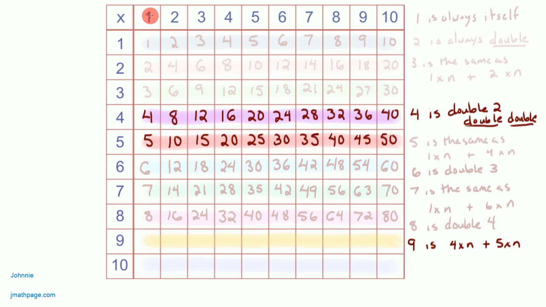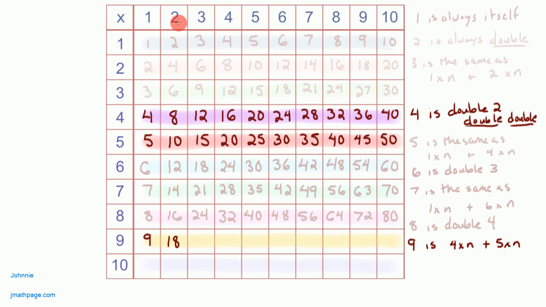9 times 1 is the same as 4 times 1 plus 5 times 1. So we're going to say that 9 times 1 is the same as 4 times 1 plus 5 times 1. 4 plus 5 is 9. That makes sense, doesn't it? 9 times 2 is the same as 4 times 2 plus 5 times 2, because 4 plus 5 makes 9, right? So 8 plus 10 gives us 18. Oh, we're doing well now.